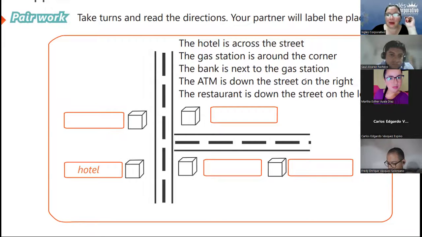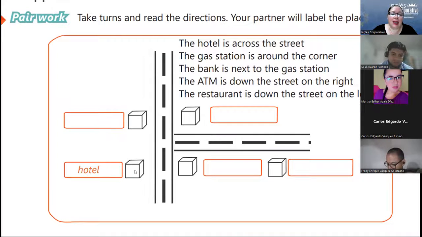The ATM is down the street on the right. The restaurant is down the street on the left. Veamos entonces. The hotel. Entonces este es nuestro punto de partida, ¿verdad? Hemos llegado a esta ciudad y estamos en el hotel, ¿sí? We are at the hotel. So, the hotel is across the street.